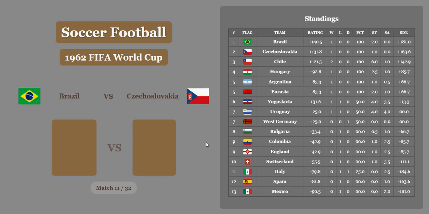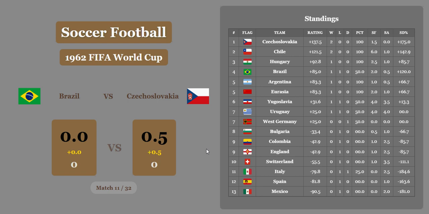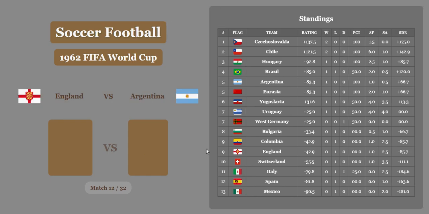Brazil versus Czechoslovakia. Tie game. Let's see if there's any difference. Czechoslovakia pulls off an important win by a half goal, and they're going to take first place against a very strong Brazil team. That's huge, folks. And Brazil is now 1 win, 1 loss in 4th place.